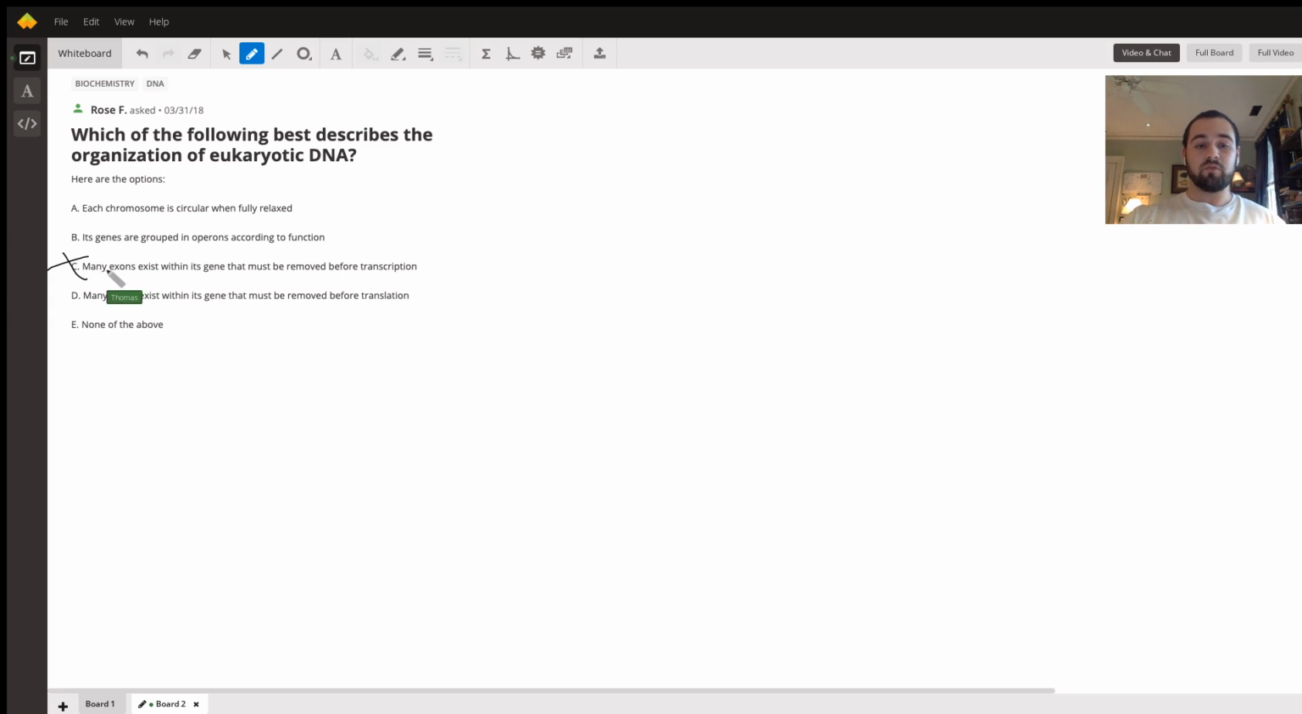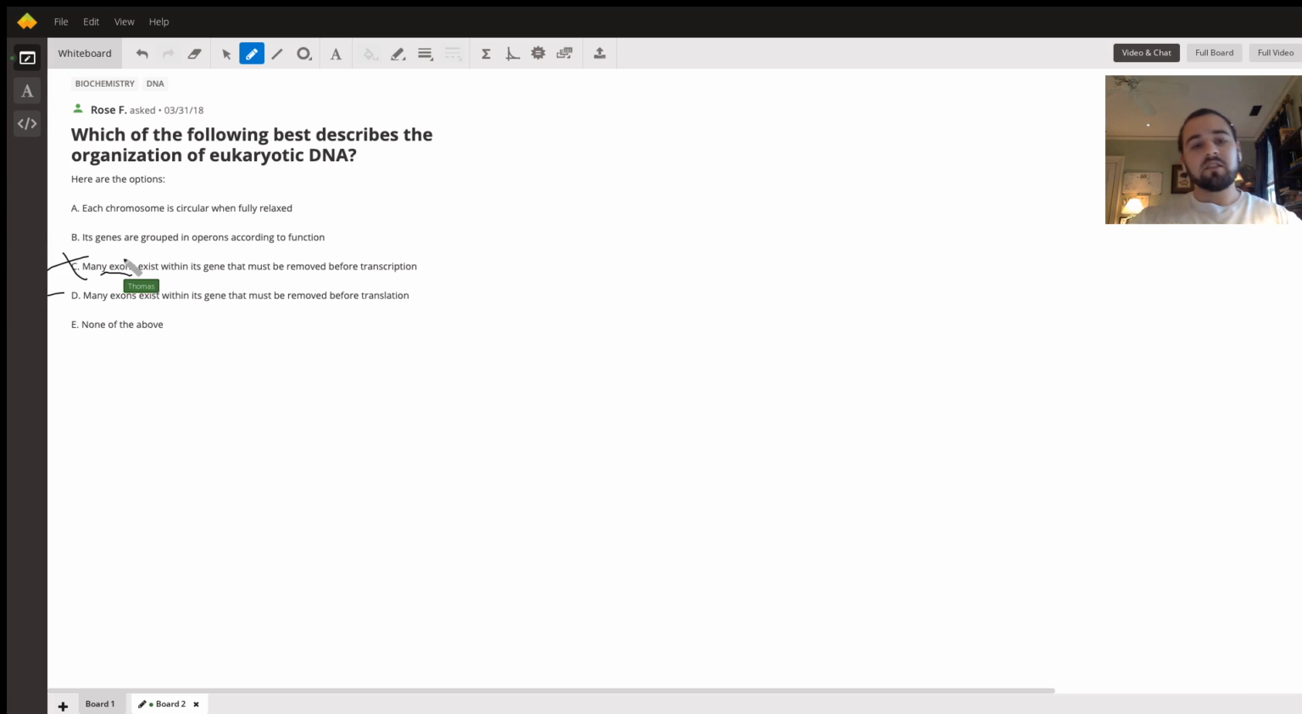Exons are not actually removed until right before they're about to be taken out of the nucleus, along with the removal of the 5' cap, or the addition of the 5' cap and the poly A tail. So that's going to be wrong. Many exons exist. So for choice D, many exons exist within its gene that must be removed before translation. This sounds fair. It's at least accurate, so I'm going to keep it for now.